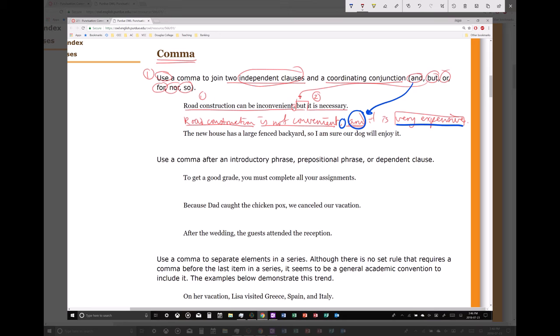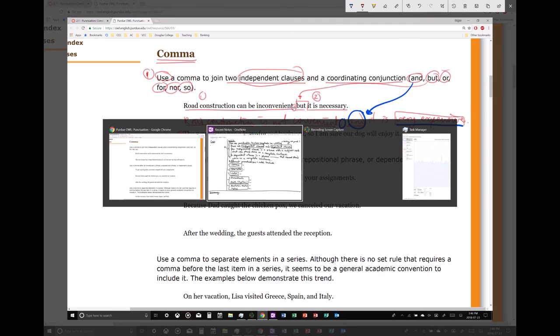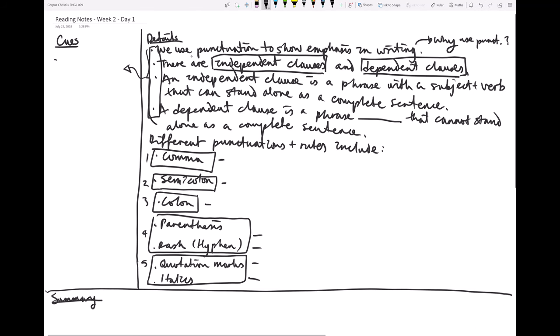Okay, so you can try it on your own with this one as well. So if I were to just take notes on this sentence, I'd need to write something like this in my notes. Rule 1. Use a comma and a coordinating conjunction.